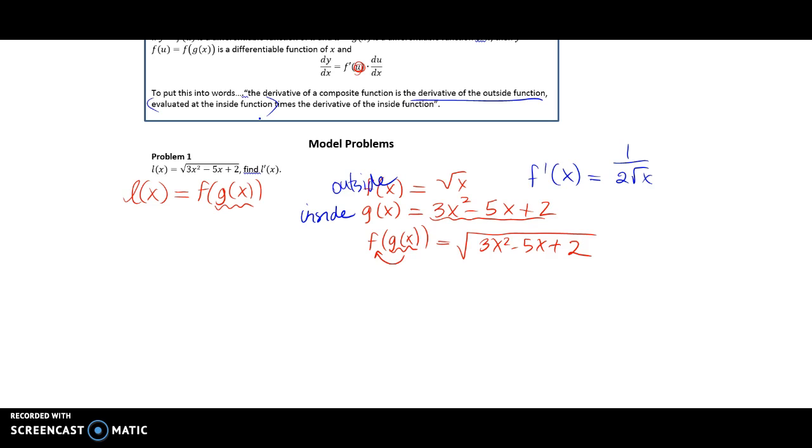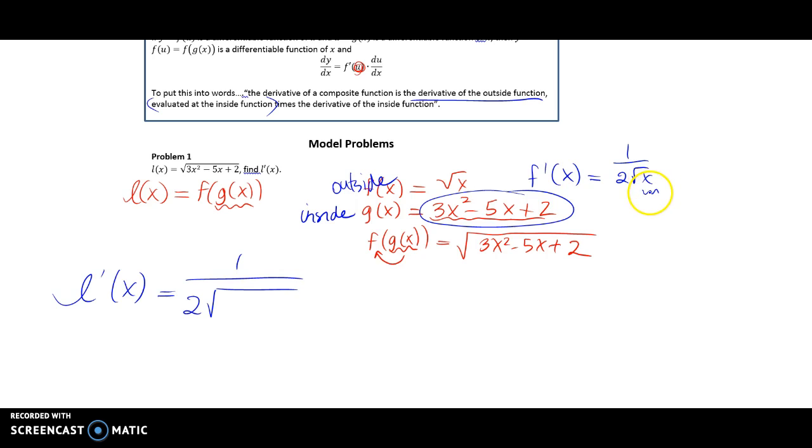This is kind of crazy. I've got my derivative of the outside function, but this one is evaluated at x. And that's not what this says. This says to evaluate this at the inside function, which is right here. What we're going to see when I start to find my derivative is that I am going to anchor myself in 1 over 2 square roots, but instead of a square root of x, I need the square root of the inside function, which is called g of x. To finish this out, I'll then multiply by the derivative of that inside function.